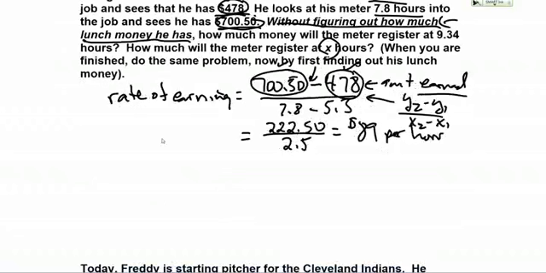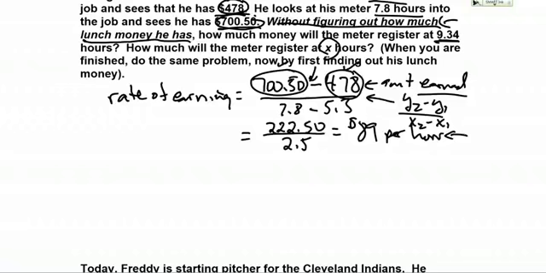Well, we still haven't solved the problem yet though. We want to know, how much money will the meter register at 9.34 hours? That was our original question. All we have now is our rate of change, our constant rate, our slope of his earning, 89 bucks per hour. We're not allowed to find his lunch money, so all we can still work with is maybe those two instances that we already have.